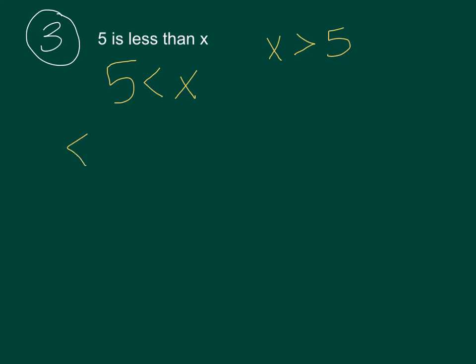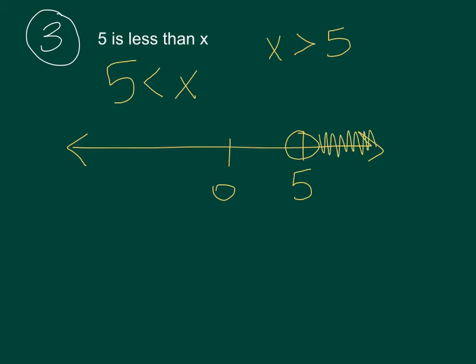So when we graph this, you're at 0. 5 is to the right. Since it is not equal to, we use an open circle. x is greater than 5, so we shade to the right. We always want to start by reading with the variable first. So we don't want to say 5 is less than x, we want to say x is greater than 5. And for interval notation, it starts at 5 and it goes to positive infinity. It does not equal 5, it does not equal infinity, so we use parentheses.